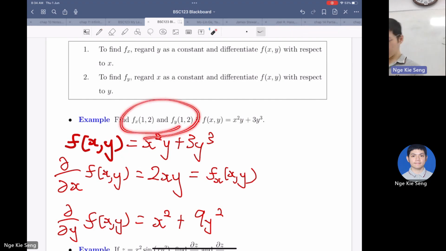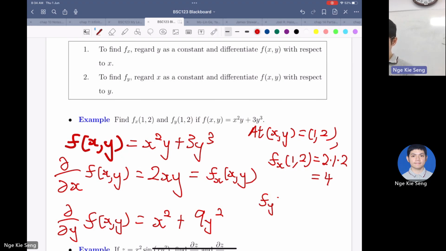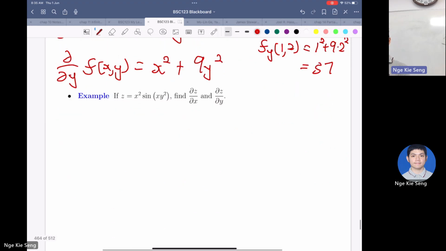The question also asks you to compute what is fx and fy at the point (1,2). So what you do, you just substitute the point into your expression. So fx(1,2) is 2 times 1 times 2, which is 4. And then fy(1,2) is 1 squared plus 9 times 2 squared, which is 37.